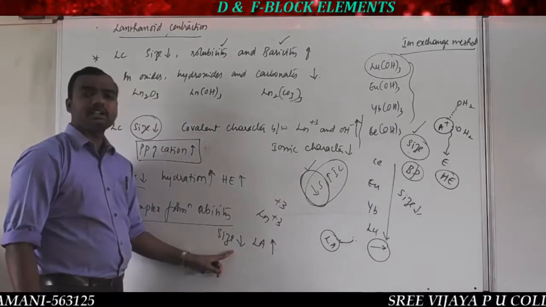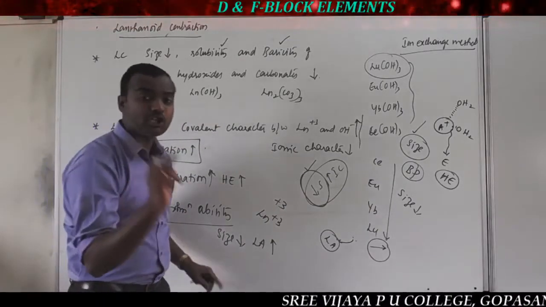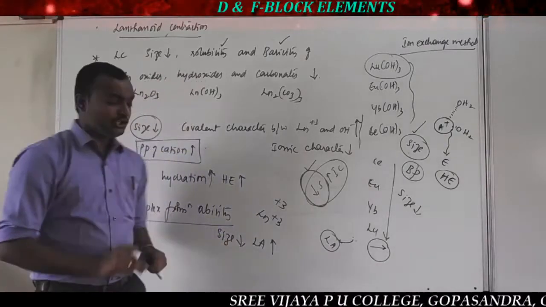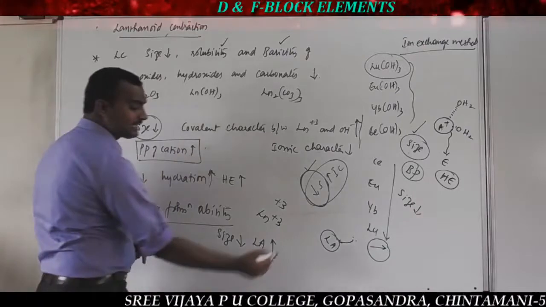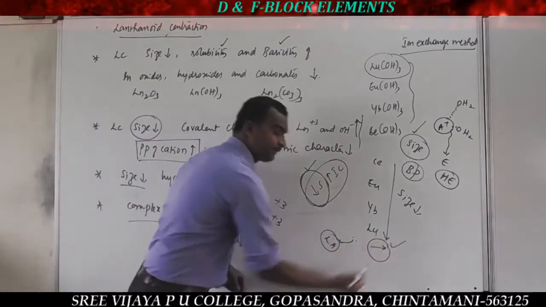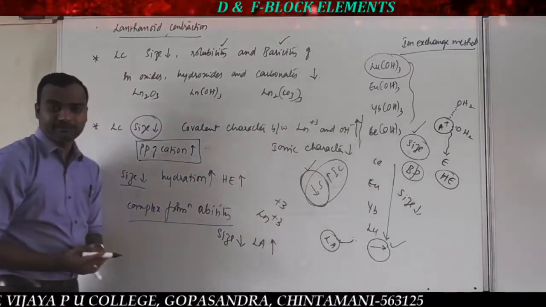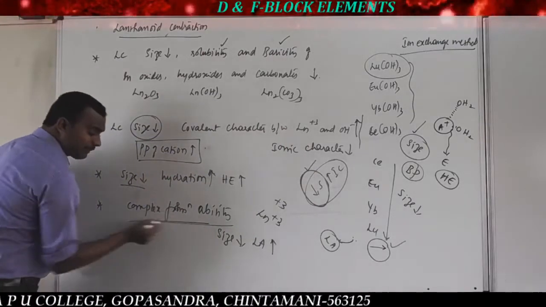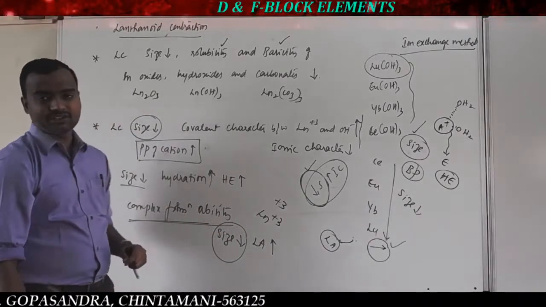Because the size is smaller, the attraction is more, so it can easily accept the pair of electrons donated by the ligands. When the ligand donates a pair of electrons and they are easily accepted, there is easy formation of a coordination bond. Easier coordination bond formation means the complex forms easily. So complex formation ability, in the case of lanthanides, mainly depends on size.